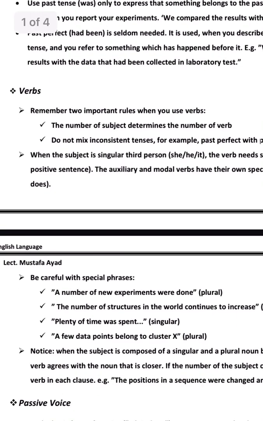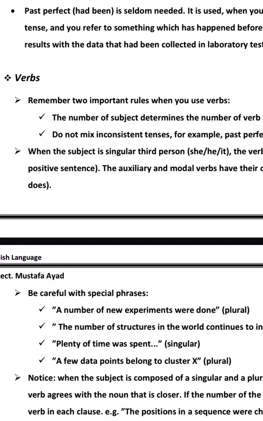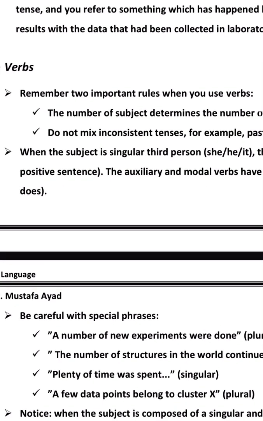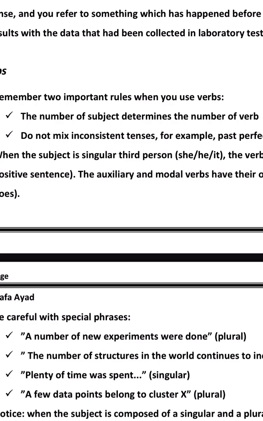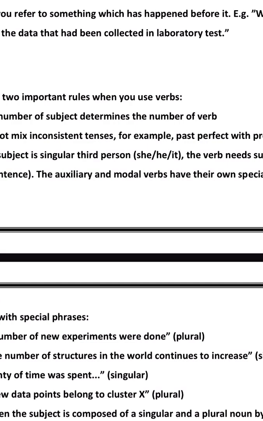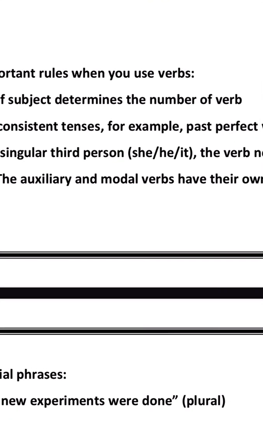Now let's talk about the verbs. The first idea: remember two important rules when you use verbs. The number of subjects determines the number of verbs. The subjects are the ones who do the action. So whenever you have a subject, it must have an action with it. If there is more than one subject in the sentence, there must be more than one verb.